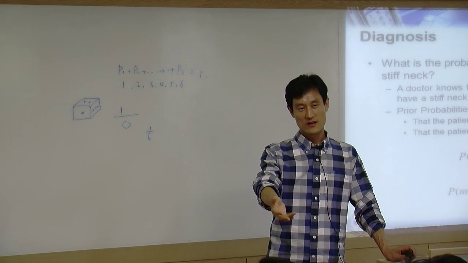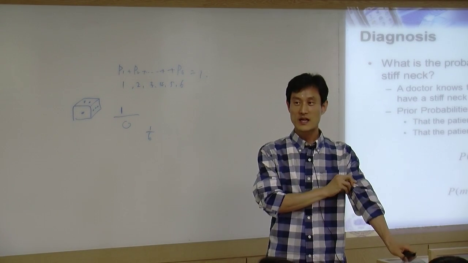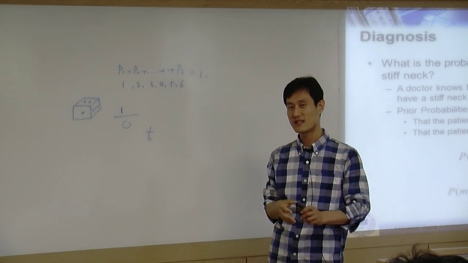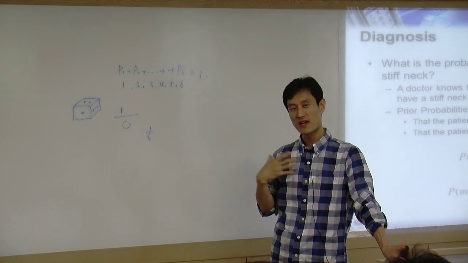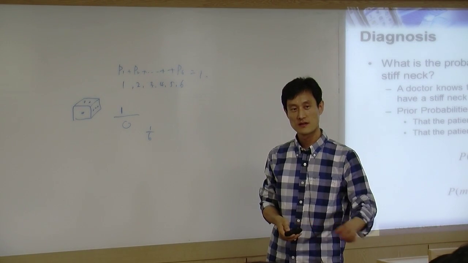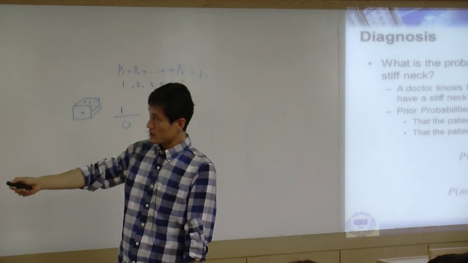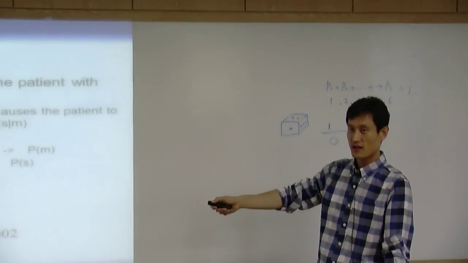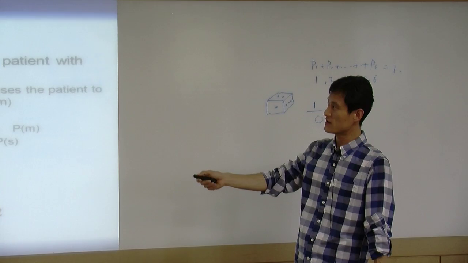Then as a doctor, how would you diagnose? That's the problem. There are so many different diseases that are related to a stiff neck, right? So let's say the patient tells you, oh, I have a stiff neck, then how would you diagnose? It's pretty difficult, right? So what is the probability that you're going to diagnose him with this disease? That's this question.